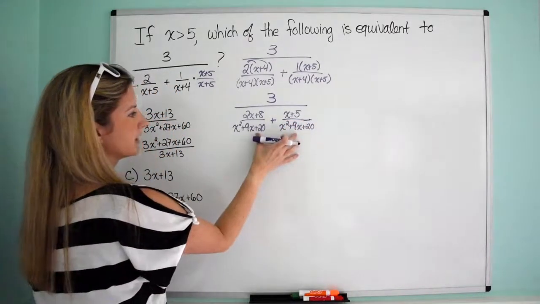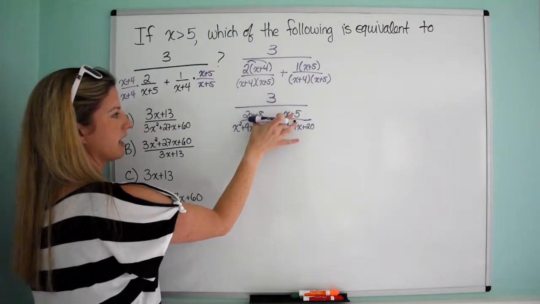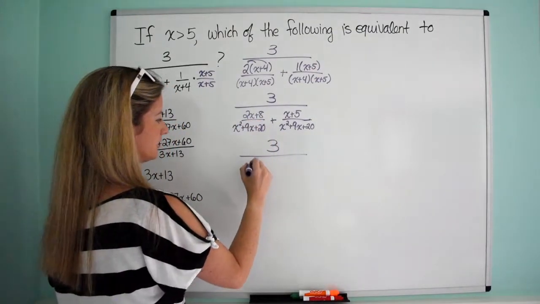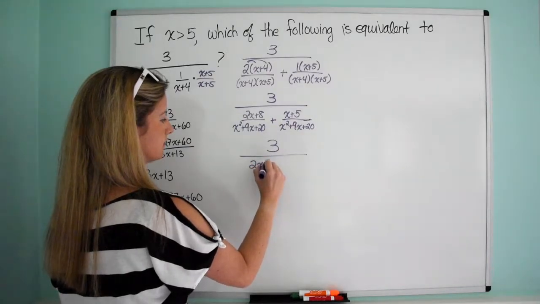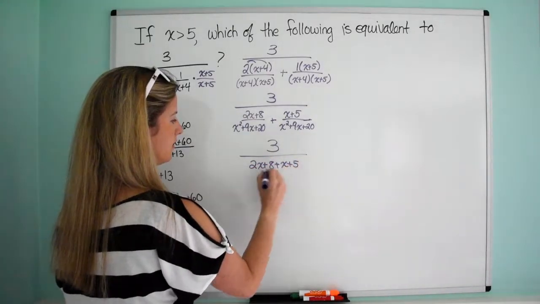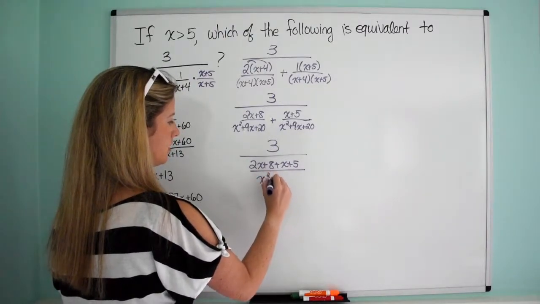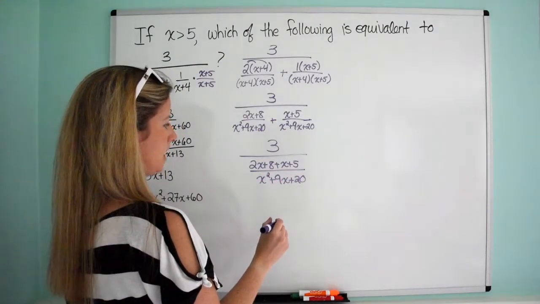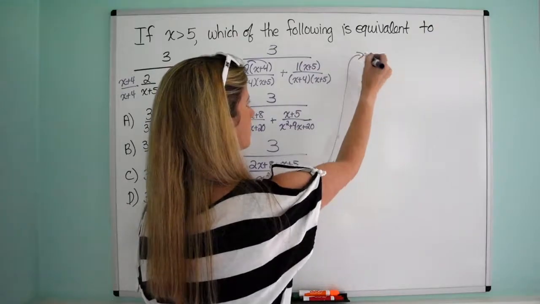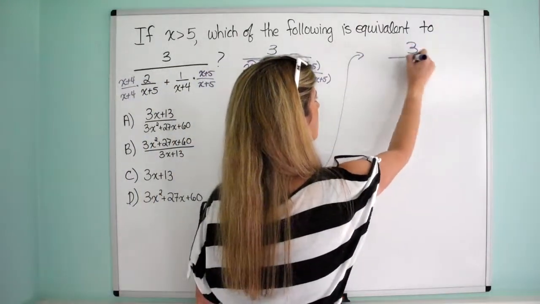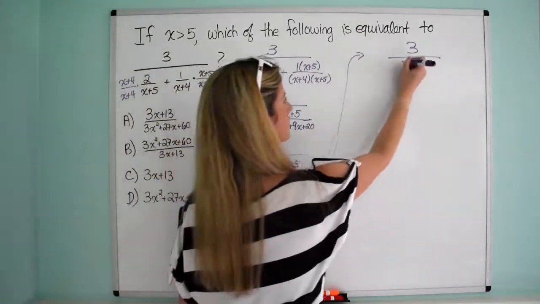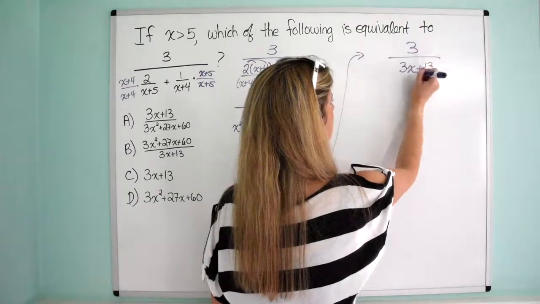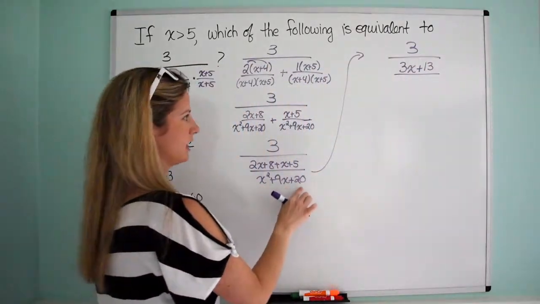Now, because we have a common denominator here, we can just add the numerators. So it's going to be 3 over 2x plus 8 plus x plus 5 over x squared plus 9x plus 20. Now combine like terms. I'm almost done, so I'm going to come up here so I don't have to keep going down low. So 3 over, 2x plus x is 3x, 8 plus 5 is 13, and then over x squared plus 9x plus 20.